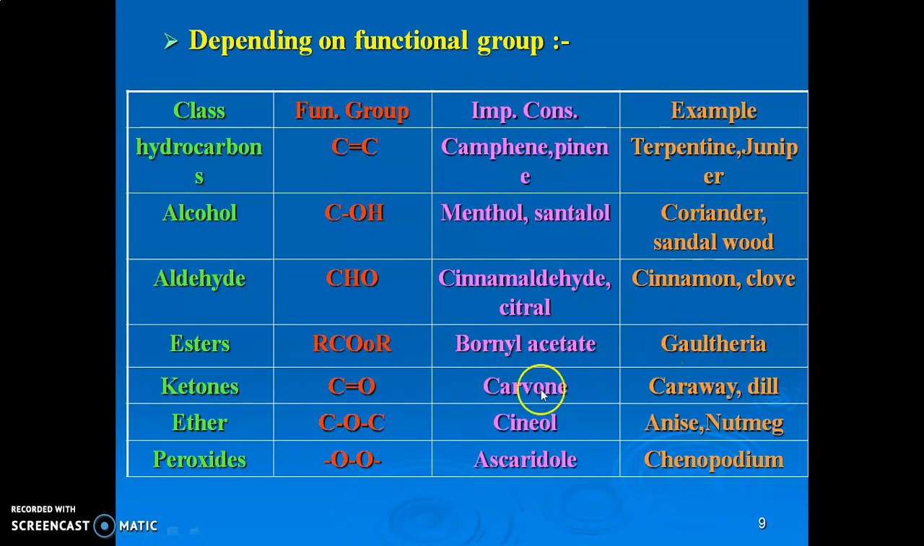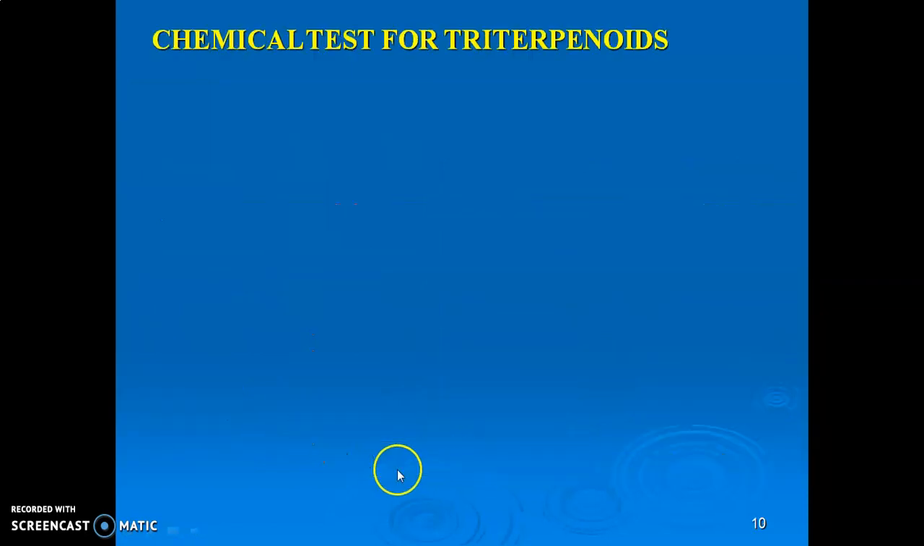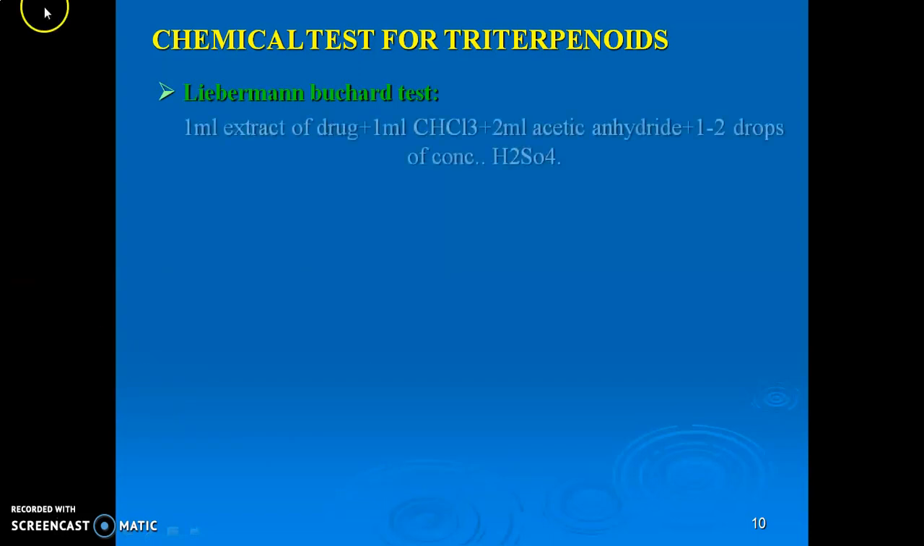Gaultheria is the example. Ketone, C double bond O, carvone is the important constituent, caraway is the example. Ether, ROR, C-O-C, anethole is the important constituent, anise is the example. And peroxide.